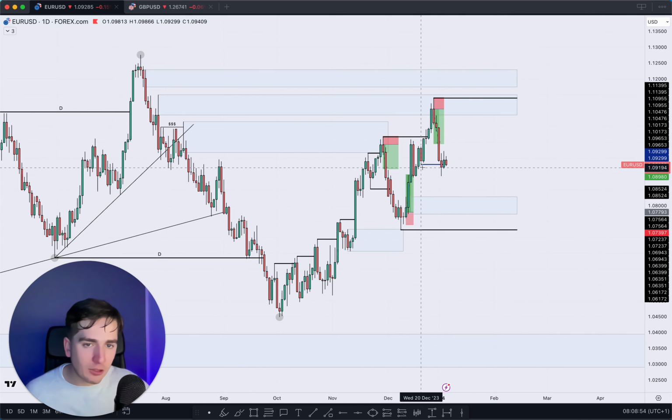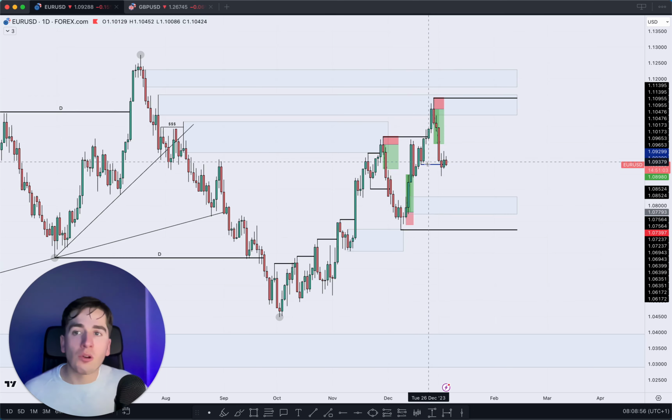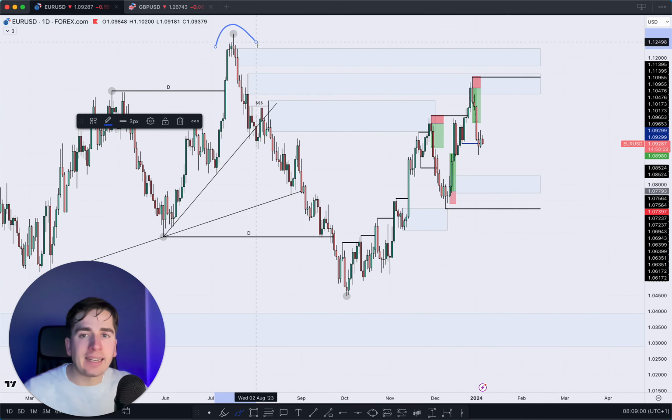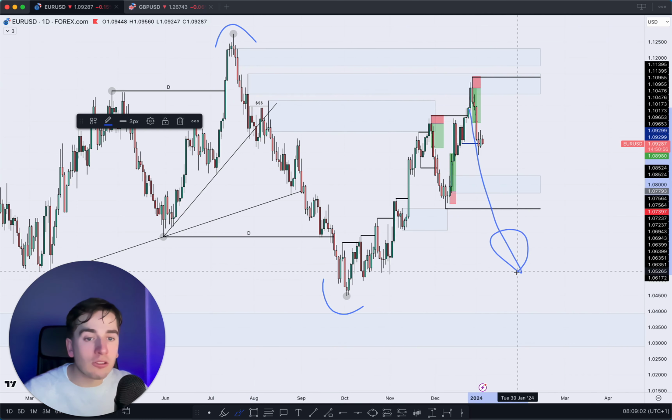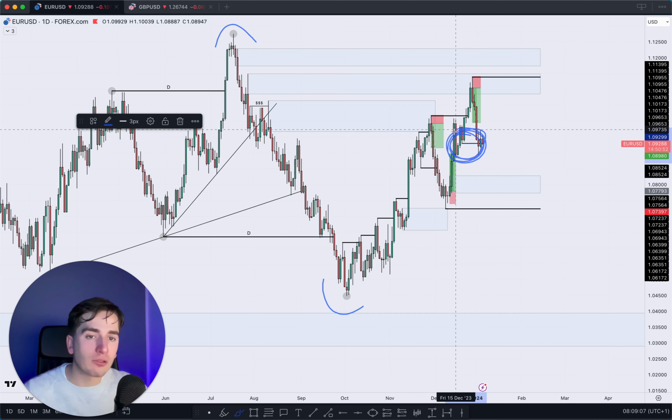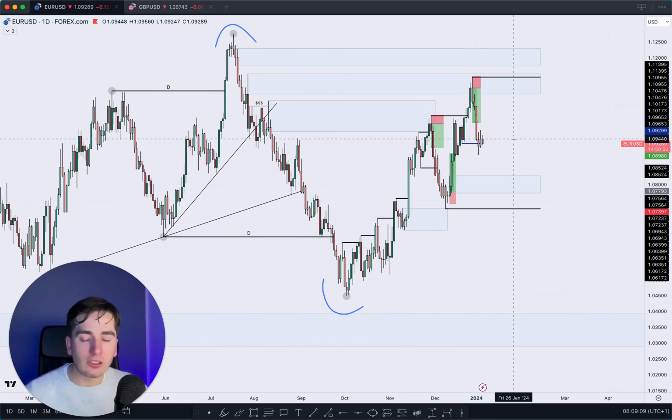Obviously, we had that fractal break of structure here on the daily time frame, but the internal is still bullish. And if we want that daily bearish trend to continue towards the downside, we need to break this low. But this fractal break of structure on the daily could be an early tell sign that we are indeed going to start pushing in towards the downside.